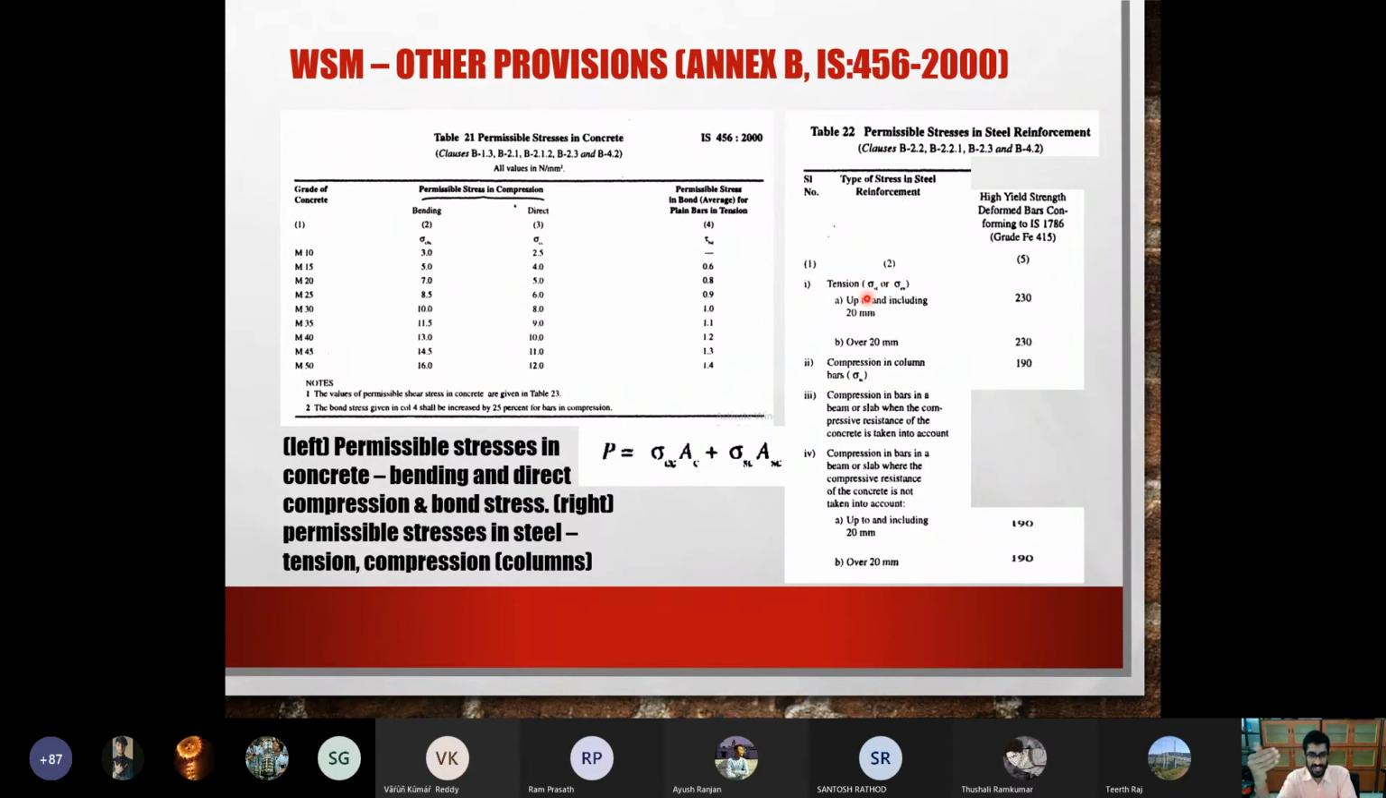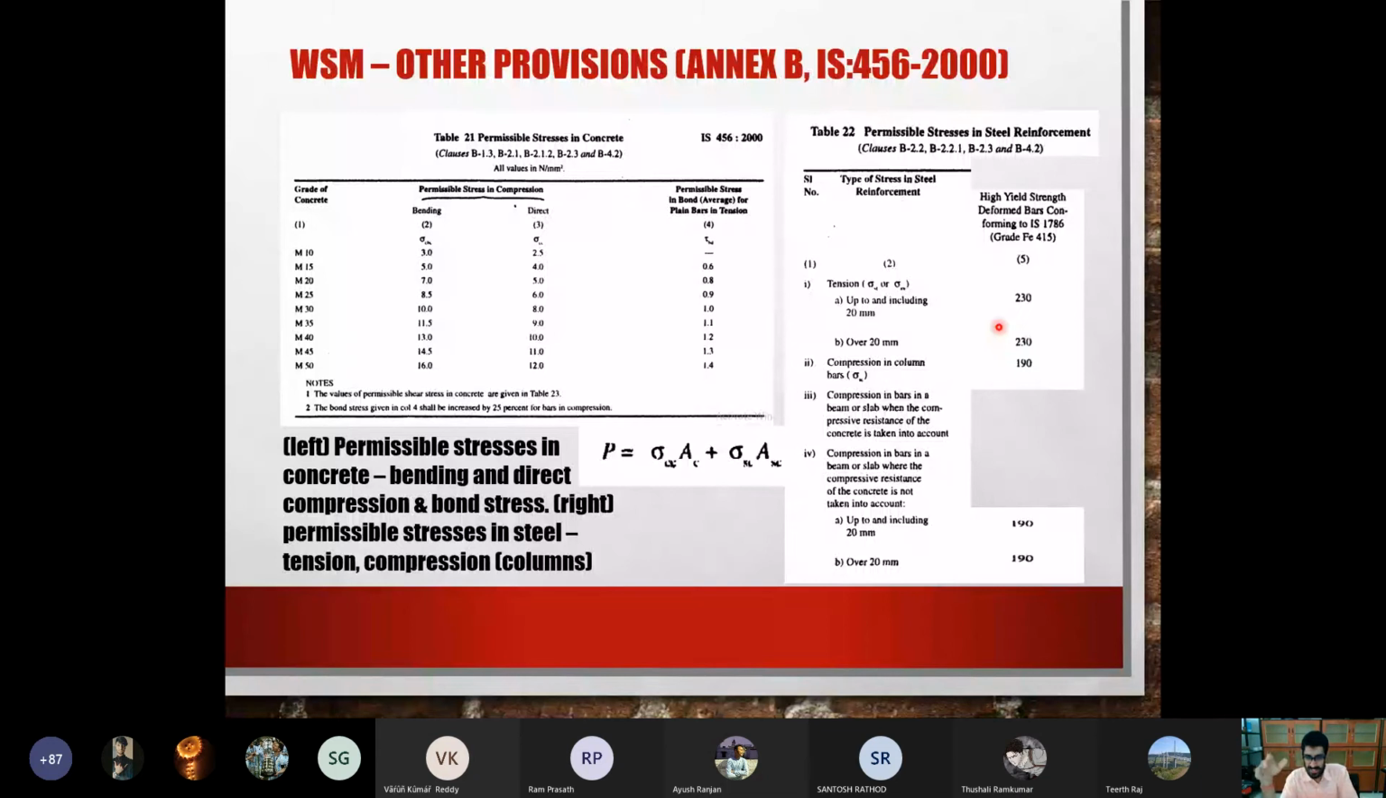I think I showed you a picture in last class. Mild steel bars will have a straight stress strain curve. They'll have a sharp yield point, then they'll go. High yield strength deformed bars, however, will have a gradual yielding. They'll have a very gradual yielding. So there also they try to limit it to the linear part of the stress strain curve.